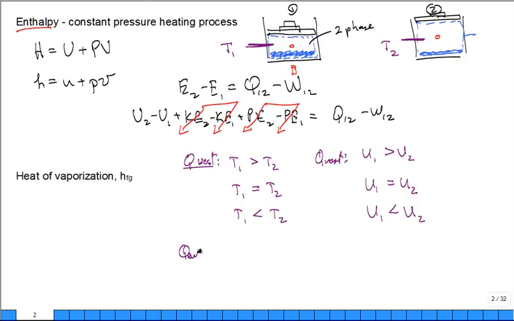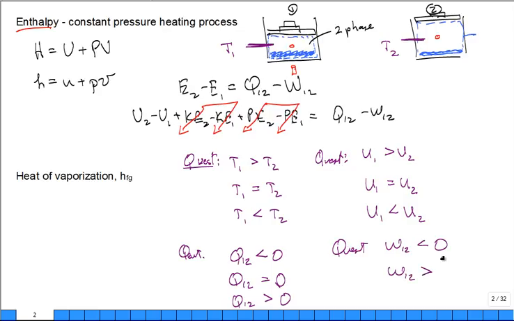Here's another question. Is Q1 to 2 less than 0? Q1 to 2 equal to 0? Or, I'm having a hard time writing. Q1 to 2 greater than 0. Then another question. Is work 1 to 2 less than 0? Work 1 to 2 equal to 0? Or work 1 to 2 greater than 0? I have 4 questions I want you to answer about this problem. Before I pause, don't tell me the answer, but does anybody want to ask me a clarifying question?